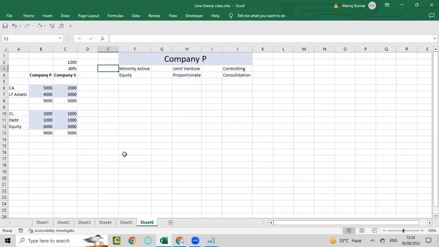Okay. So under this, what will be my current asset now? It will be 5,000 minus 1,200, because 1,200 has gone out. But you will write here equity investments in associates. That will be how much? 1,200. So total is 5,000. The rest everything will be the same. Long-term assets will be 4,000. So total is this.